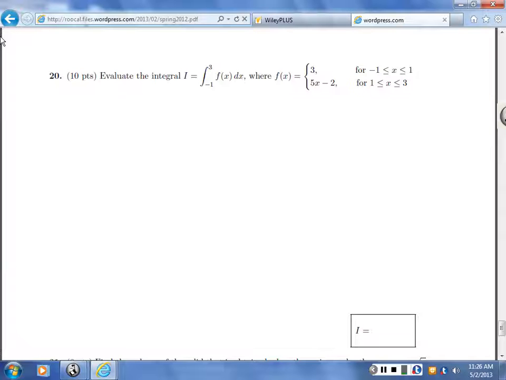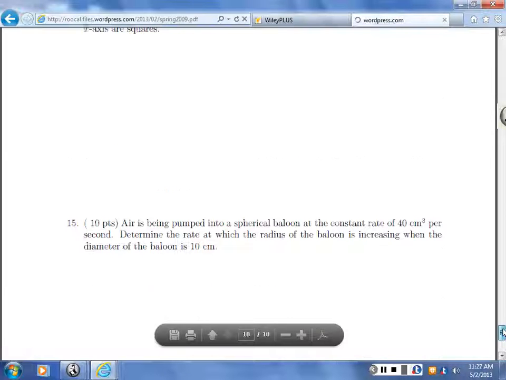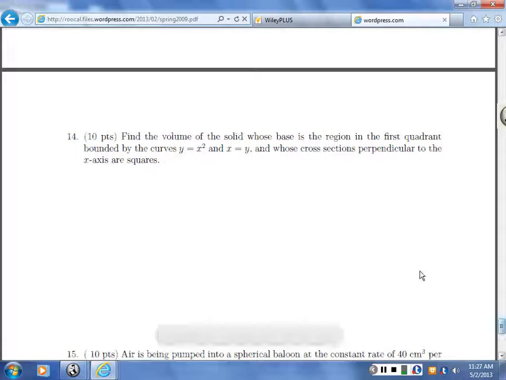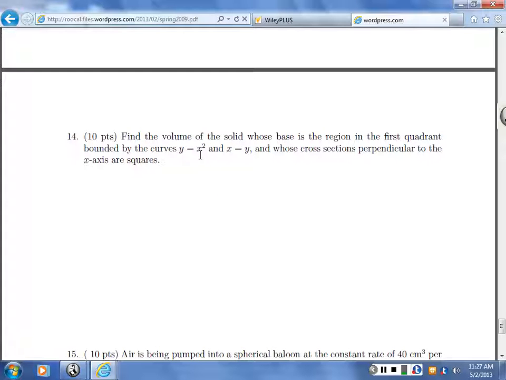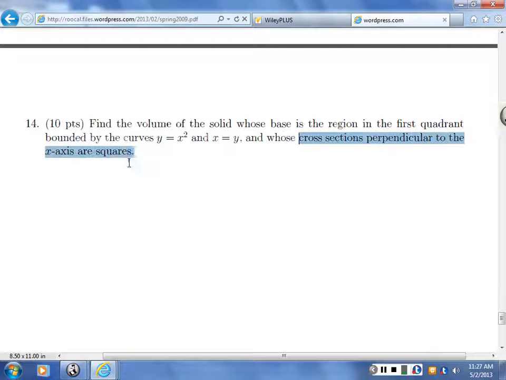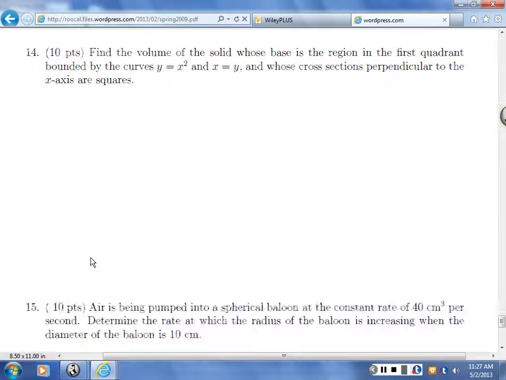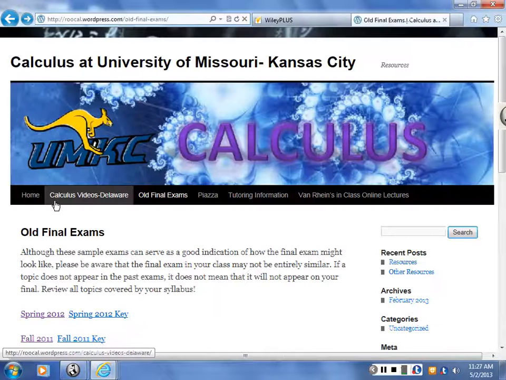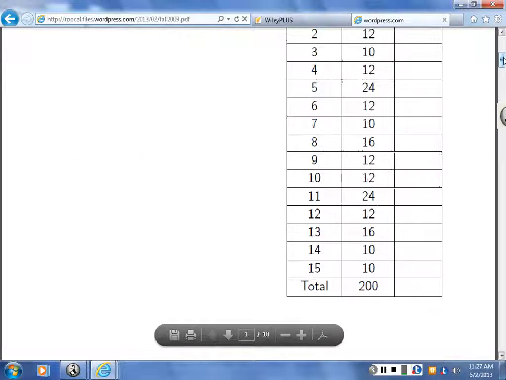Sometimes it will say find the volume of a solid whose base is a region in the first quadrant bounded by, and this is an example of what we used to test on: the cross sections perpendicular to the x-axis are squares. But like I said, with snow days and some of the other instructors, they're not covering that part of 6.2. So you can see that was also in 2009.